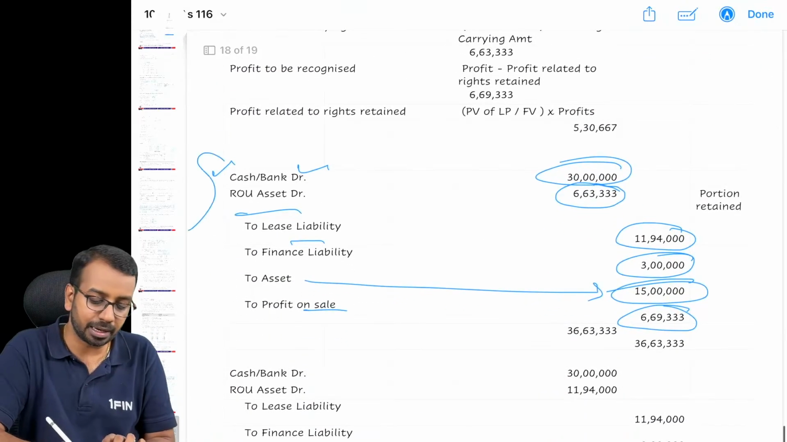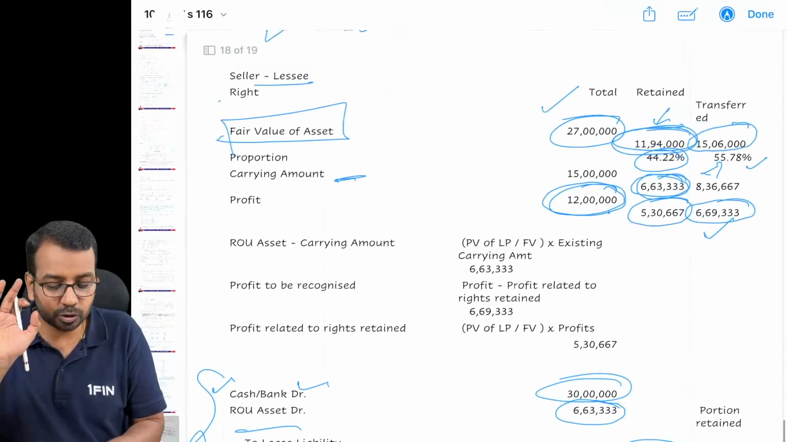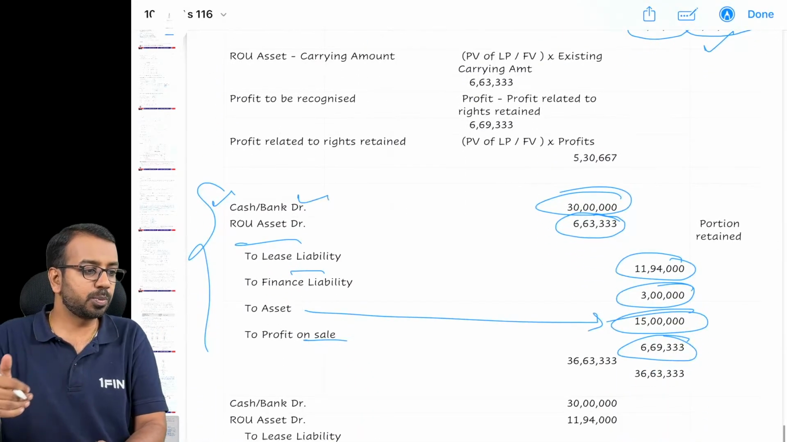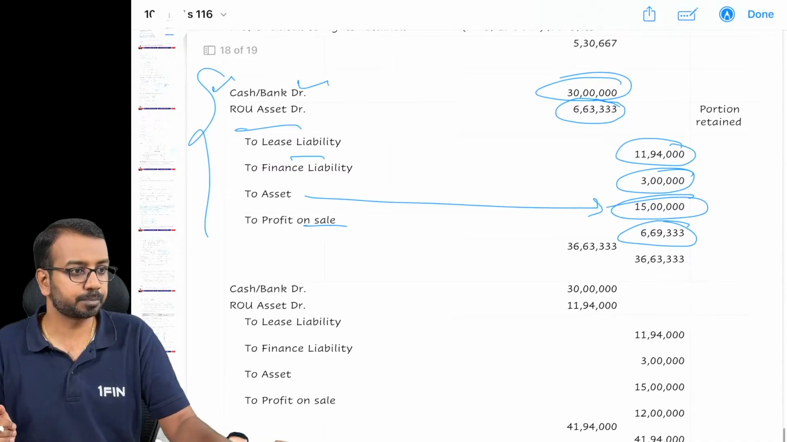This is one thing where a lot of students don't revise, thinking it's a very complex question. But if this question comes in the examination, we must be able to do it in a straightforward manner. Okay.